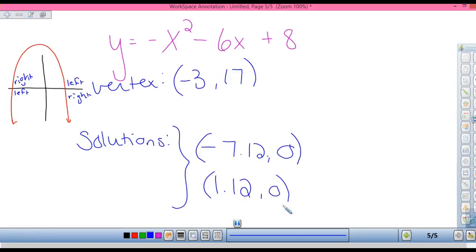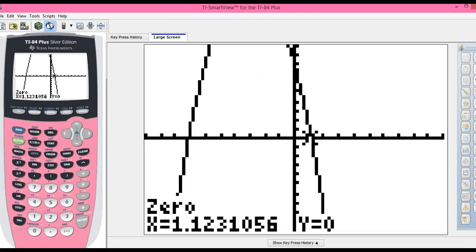Well, 1.12 is the same as 1.12, isn't it? Well, but it's not just 1, it's 1.123. We round to the nearest hundredth. Okay, we have said that quite a few times now, right? Yes?